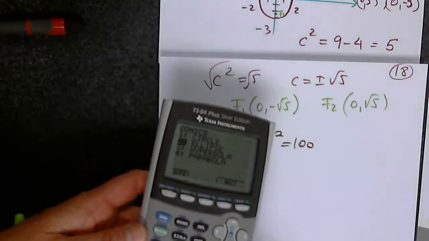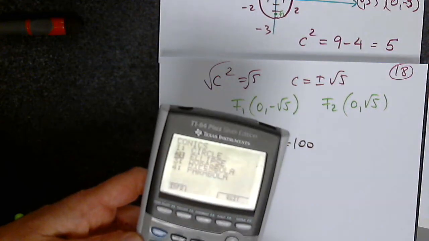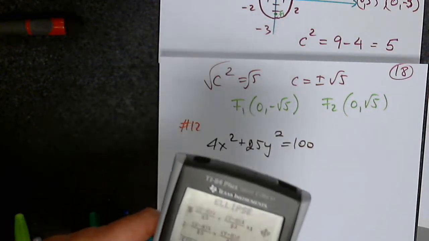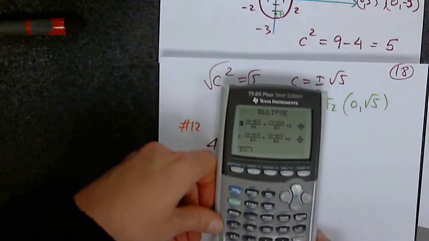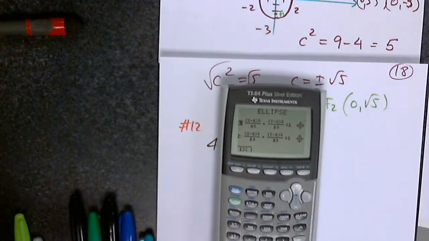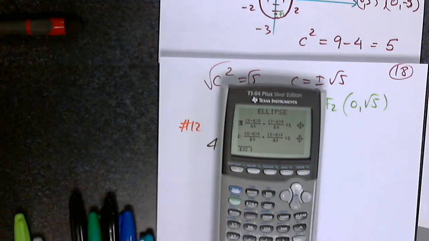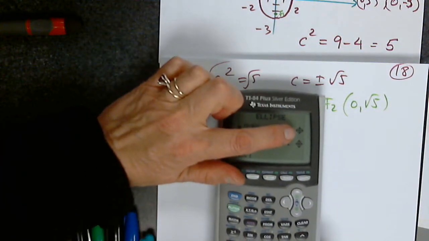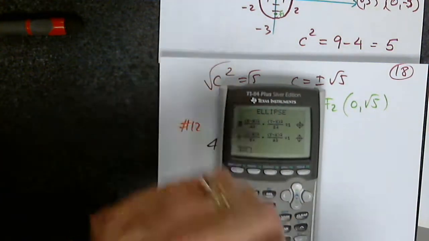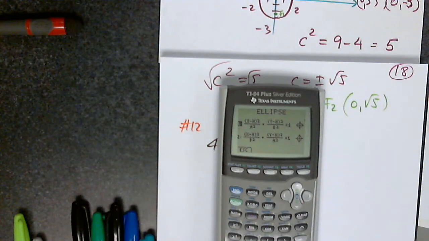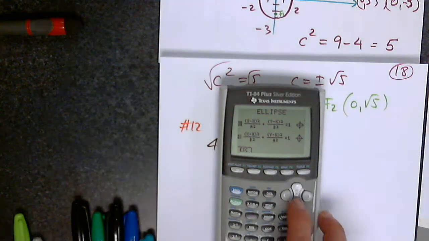Choose the ellipse as the second item. Press enter. And now it's asking us whether it's the first option, which means the major axis is on the x-axis, or the second option where the major axis is on the y-axis. Which one will you choose? We choose the second one.